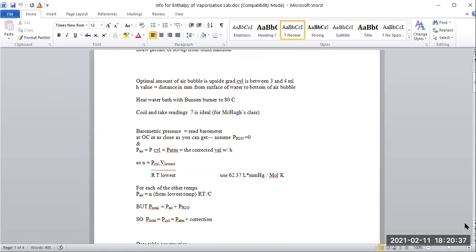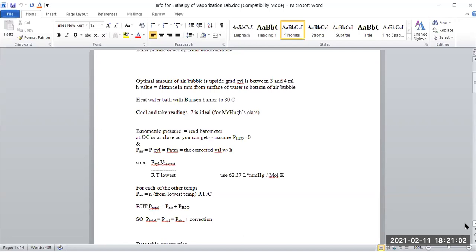You have this upside down graduated cylinder. It's one of the shrimpy ones. It only holds 10 mLs. You have this air bubble. Typically when it's at room temperature, if you have it set up correctly, your air bubble is between about 3 and 4 mLs in size.